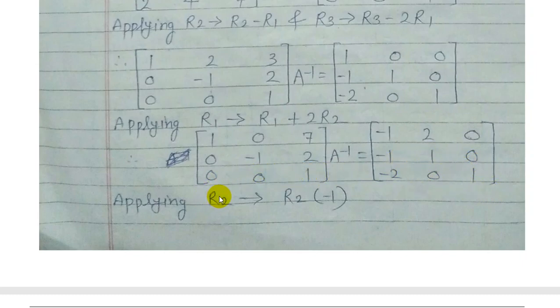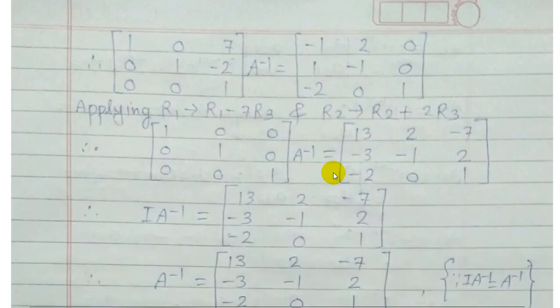Now we want here plus 1, so applying R2 changes R2 into minus 1, just multiplying by minus 1 in row 2, that is R2 only on both sides. So we get the matrix 1 0 7, 0 1 minus 2, 0 0 1 into A inverse equals minus 1 2 0, 1 minus 1 0, minus 2 0 1. Now two columns are ready, 1 0 0 and 0 1 0. In third column this should be 0 0 1.